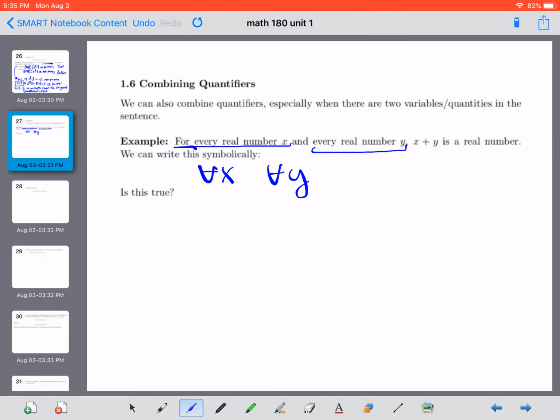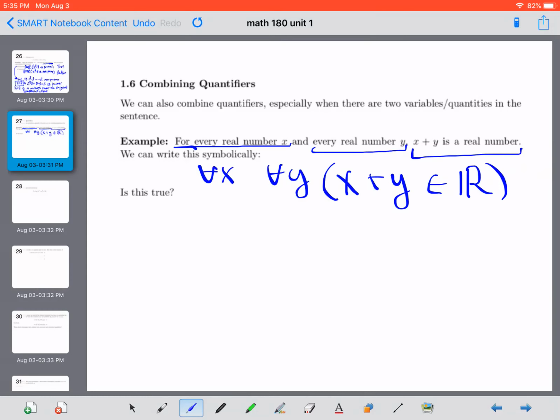"for all y." I know there's an "and" in the middle, but you don't actually have to put an "and" symbol in between quantifiers. And then we have our open statement, our predicate here: x plus y is a real number. Remember, this is essentially saying x plus y is an element of the set of real numbers.